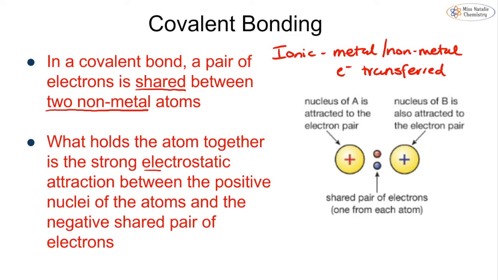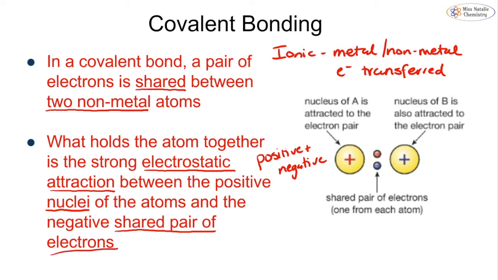electrostatic attraction. Now remember, electrostatic attraction just means an attraction between a positive and a negative, and in this case, it's between the positive nuclei, which is the plural of nucleus, of the atoms, and the negative shared pair of electrons. So what happens is the electrons sit in between the two nuclei, and the attraction for both of these is going to hold the two together.